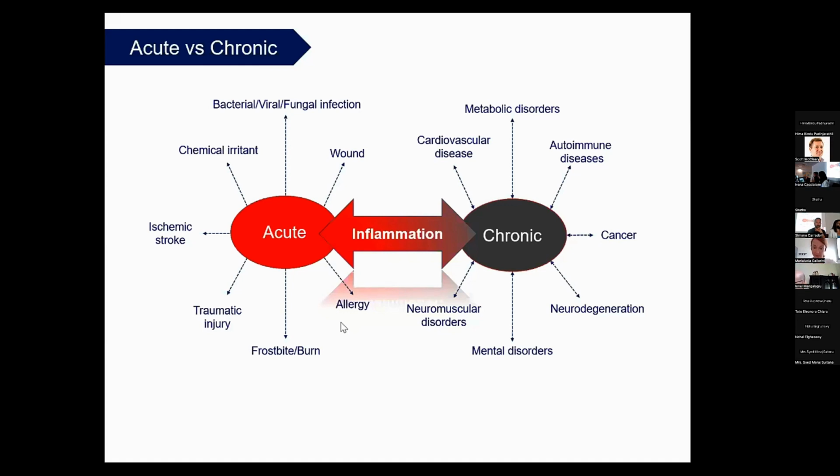And of course, there is also a double-headed arrow, because this is a burden. It is something that can occur in parallel: cardiovascular disease in parallel with metabolic disorders, autoimmune disease, cancers, neuroinflammation with mental disorders. The goal is to avoid this low grade, to avoid that our immune system starts to be dysregulated.